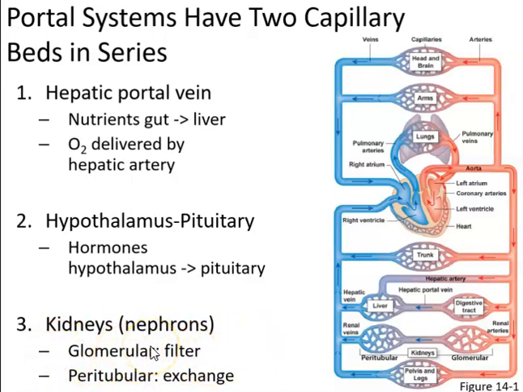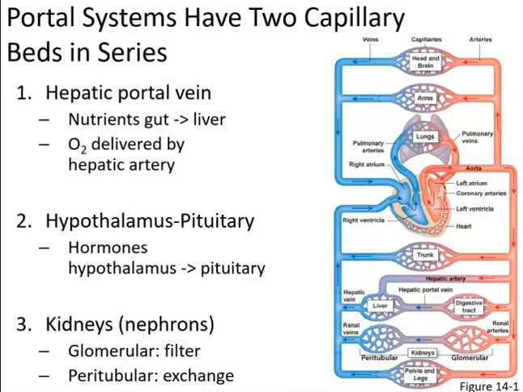And then the second set, we have the peritubular capillaries that run along the renal tubules of the nephron and are also responsible for exchange. Okay, so again, another example of a portal system within the body.